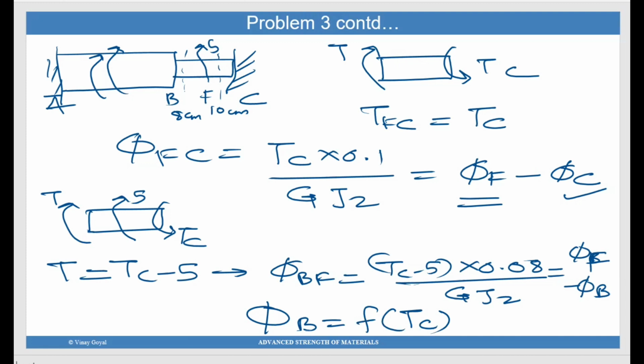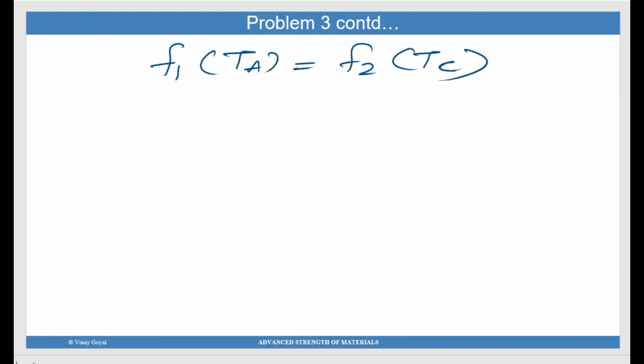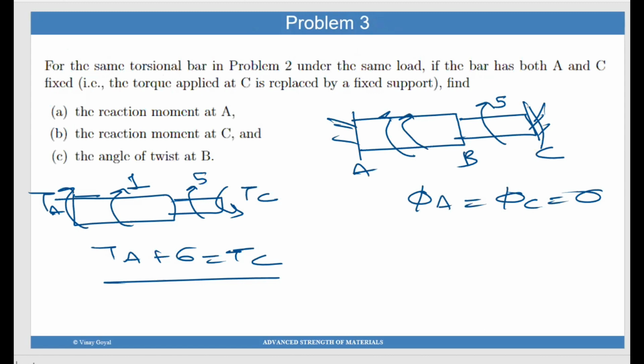So now I have phi B as a function of TC. So I'm just going to write F2 of TC. So now, since phi B, regardless of where you solve it from, is still going to be the same, we have F1 of TA equals F2 of TC. So these functions you know, right? You have calculated. There are going to be numbers and equations. So now you have this equation in TA and TC, and you have the original force balance equation, right? So what was that? TA plus 6 equals TC.